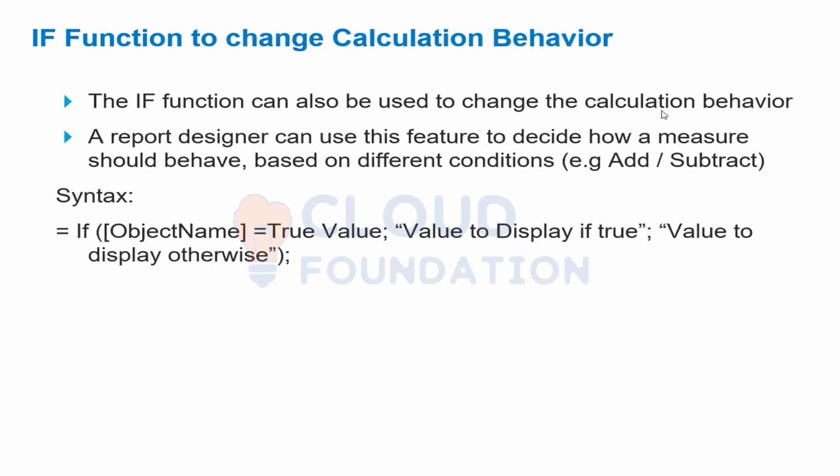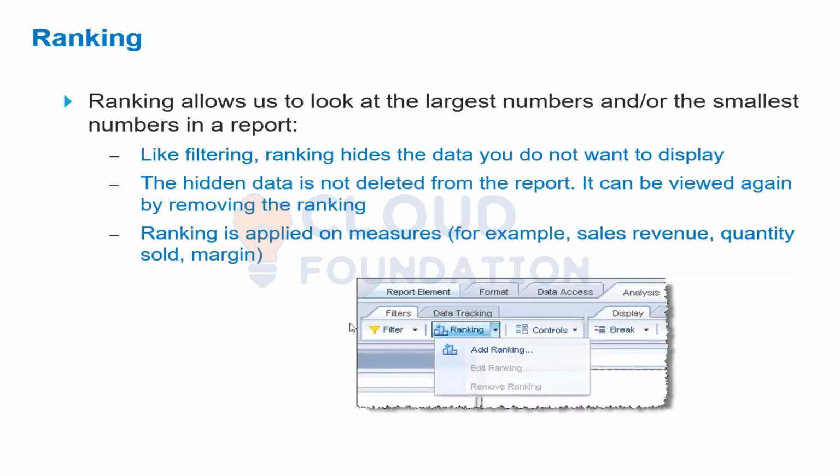It can also be used to change the calculation behavior. A report designer can use this feature to decide how a measure should behave based on different conditions. Like if object name is equal to this, then display the value to display if true, and otherwise, if it is false, display the otherwise value. So that is about the if function.